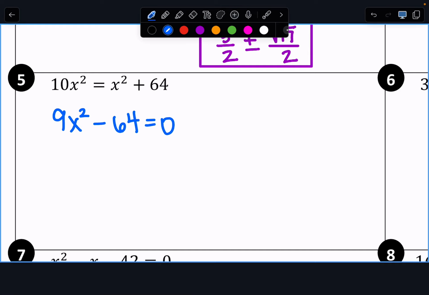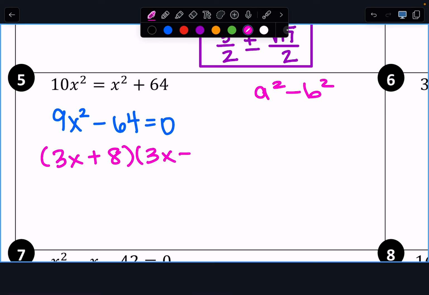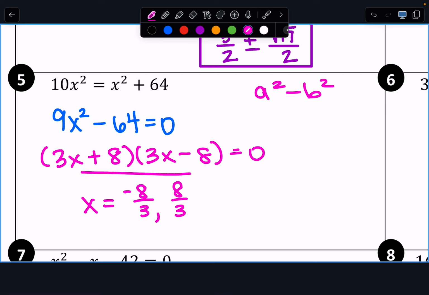Can we factor this? Yeah, they're both perfect squares, aren't they? So we can factor this to 3x plus 8 times 3x minus 8. I want you to be on the lookout for that difference of squares because it will pop up. Okay. So our solutions are negative 8 over 3 and positive 8 over 3.